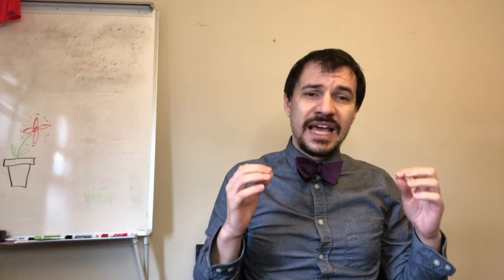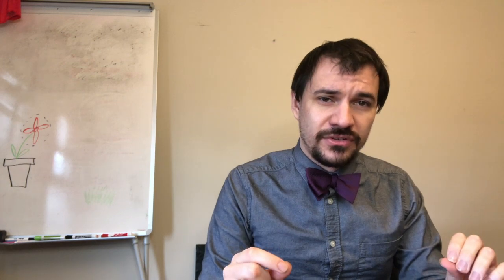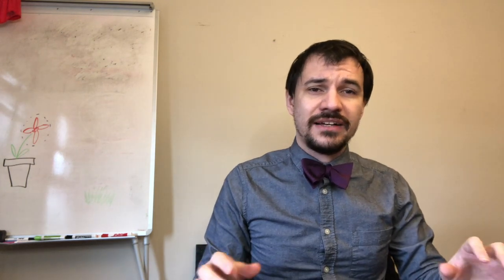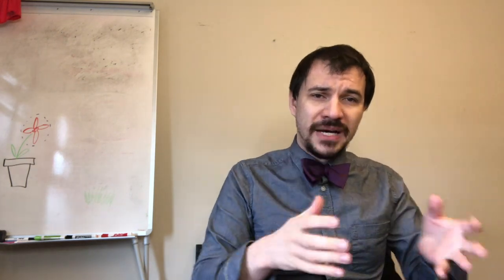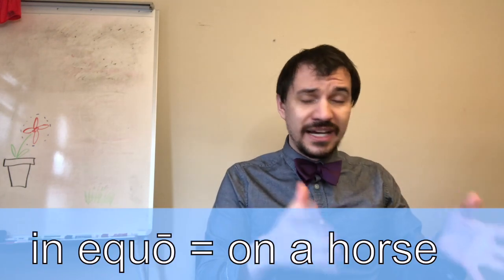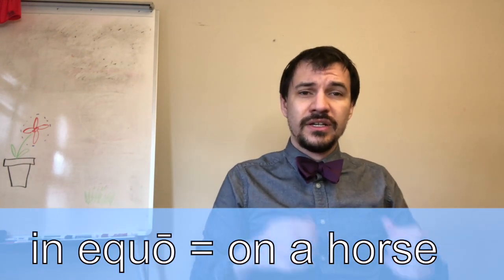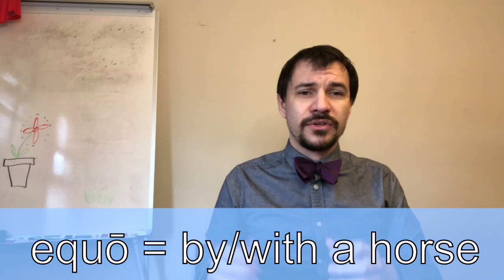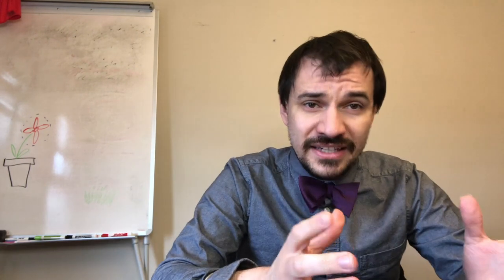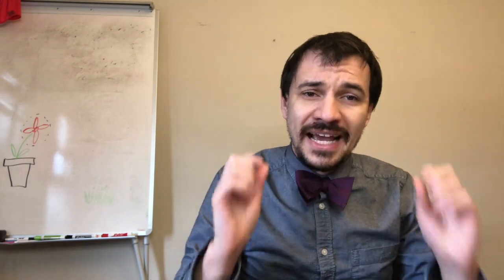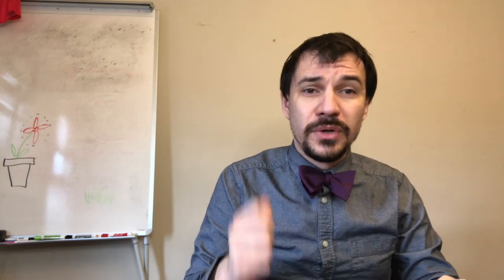Well, when the ablative doesn't have a preposition, when there's no preposition in Latin, that's when we'll translate it by or with. So in equo is on the horse, equo is by horse or with a horse. And this, when the ablative is used without a preposition and is translated by or with, is what we call the ablative of means or instrument.